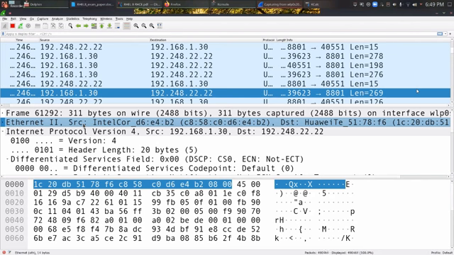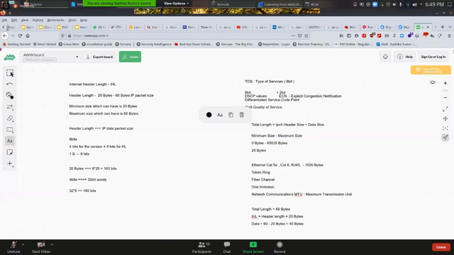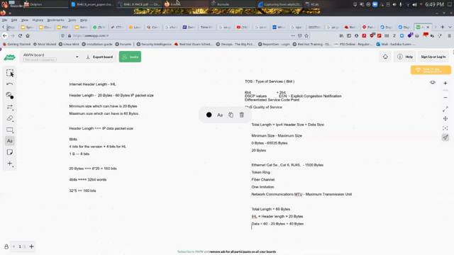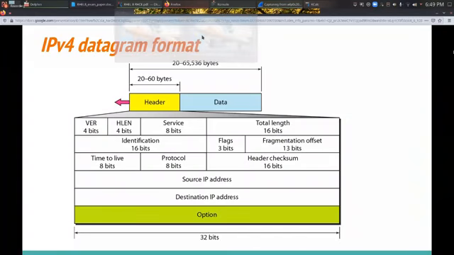Okay, so this is what we will be looking at in terms of these particular concepts. We have already learned the version, header length, service, and total length, and what we are going to learn is identification, flags, and the fragmentation offset. There are another few fields that we are going to learn.